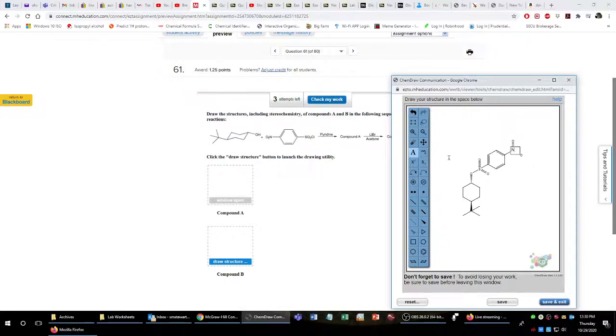So this is my guess for the first one. The big thing here is going to be the stereochemistry. And again, these should be trans. They're on opposite sides of that cyclohexane ring. Oh, you're going to be obnoxious, aren't you? Yep.